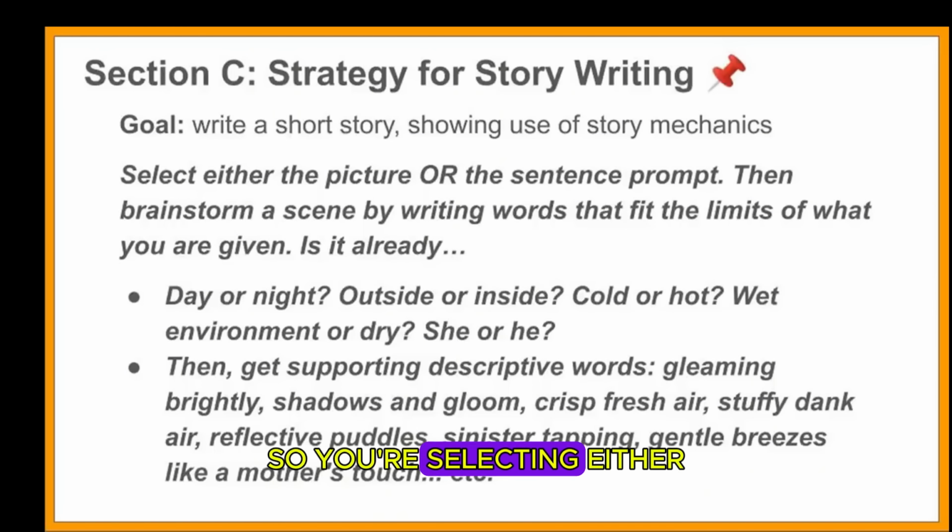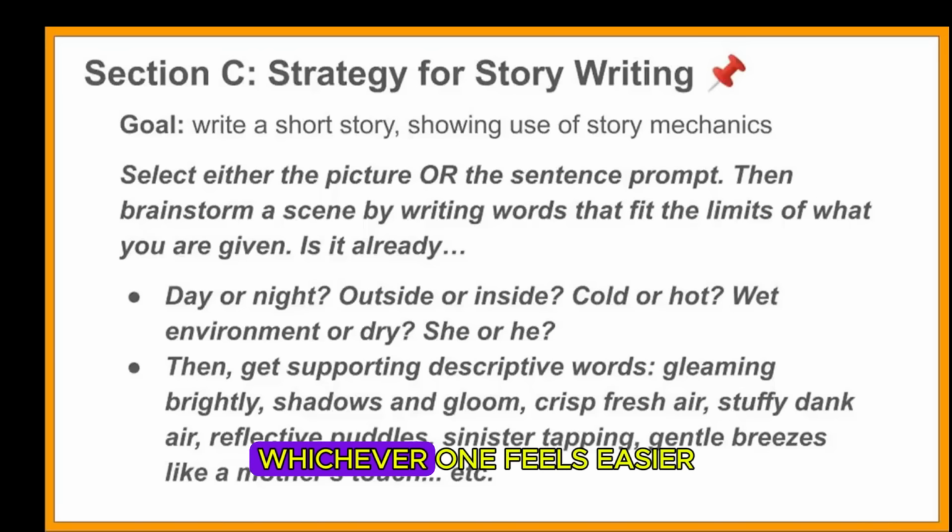So you're selecting either the picture or the sentence that you're actually going to have to include in what you write. Just pick one of those as your prompt, whichever one feels easier for you. I chose the sentence because that was easier for me. I have trouble reading pictures, so there's that.